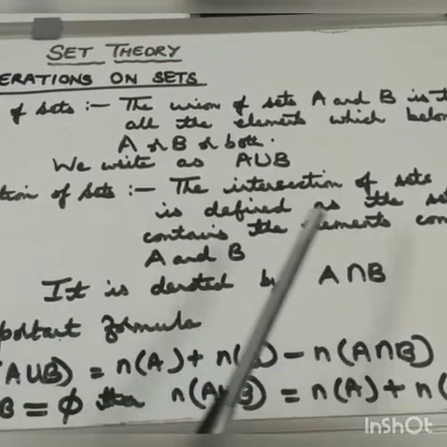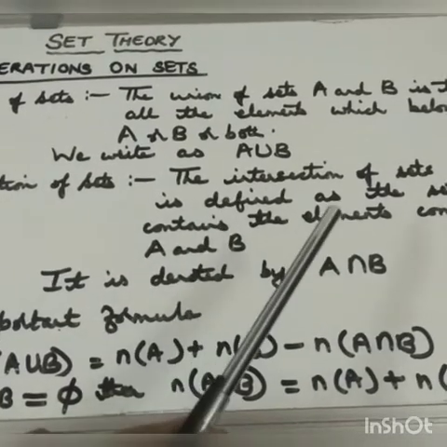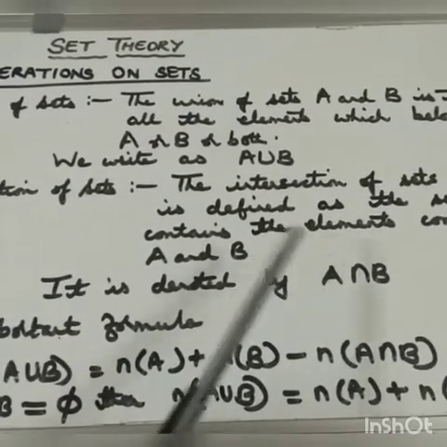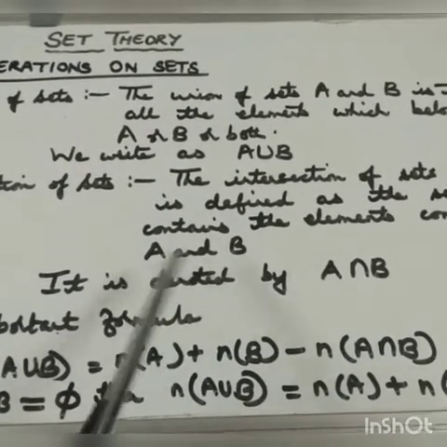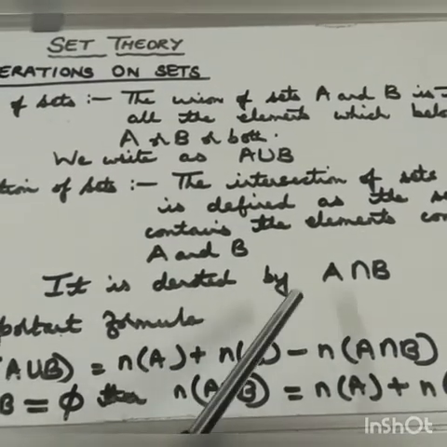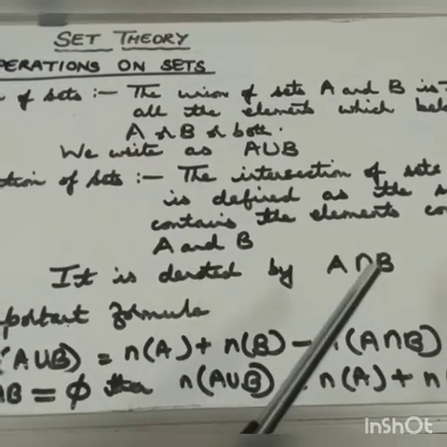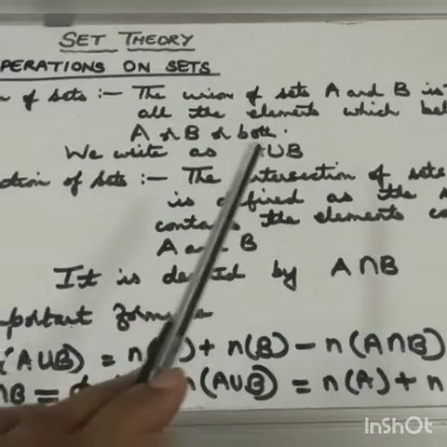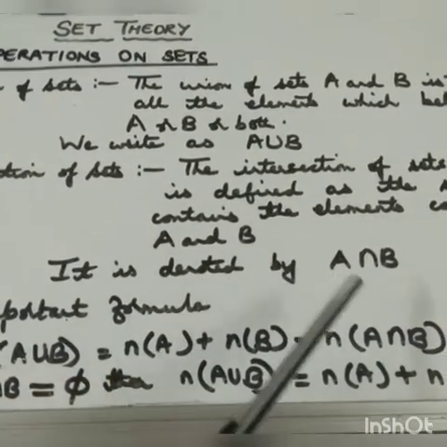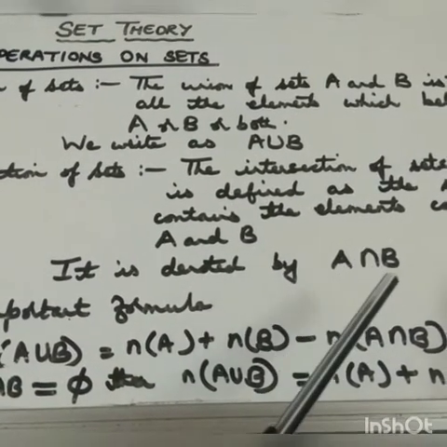Intersection of sets. The intersection of sets A and B is defined as the set which contains the elements common to both A and B, and it is denoted by A intersection B. This is the symbol. For union it is simply U, and for intersection it is an inverted U.